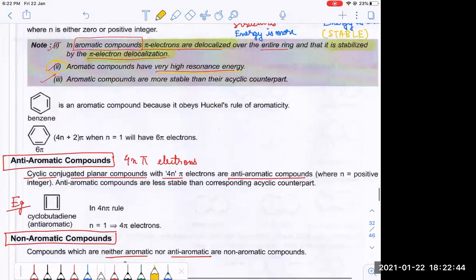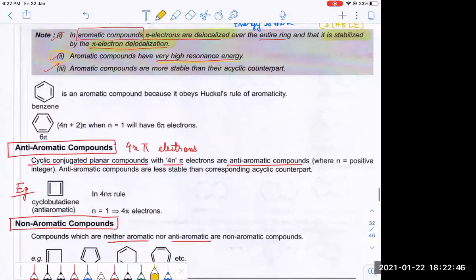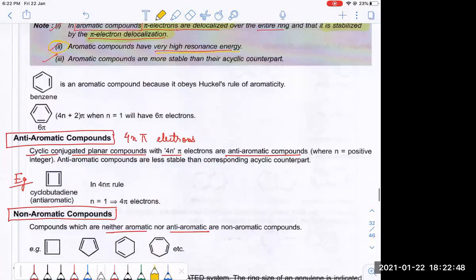Now, after aromaticity and aromatic compounds, there is something called anti-aromatic compounds. Now, what are anti-aromatic compounds? Anti-aromatic compounds are very similar to the aromatic compounds. Why am I saying that? Let me tell you the characteristics of anti-aromatic compounds.